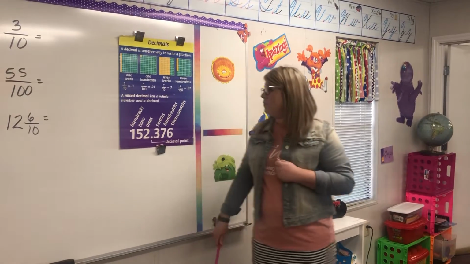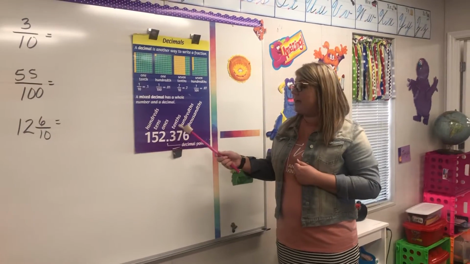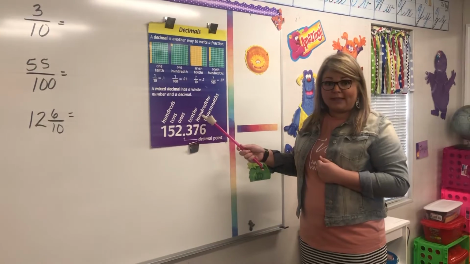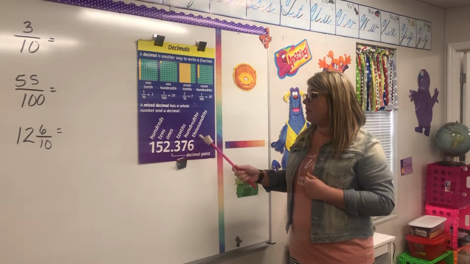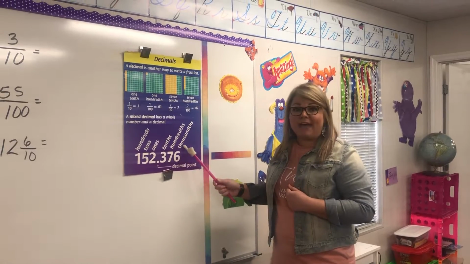Now, remember, when we have a decimal, the first place after the decimal is called the tenths place. The second place is called the hundredths, and then the third place is called the thousandths. So we say tenths, hundredths, thousandths.